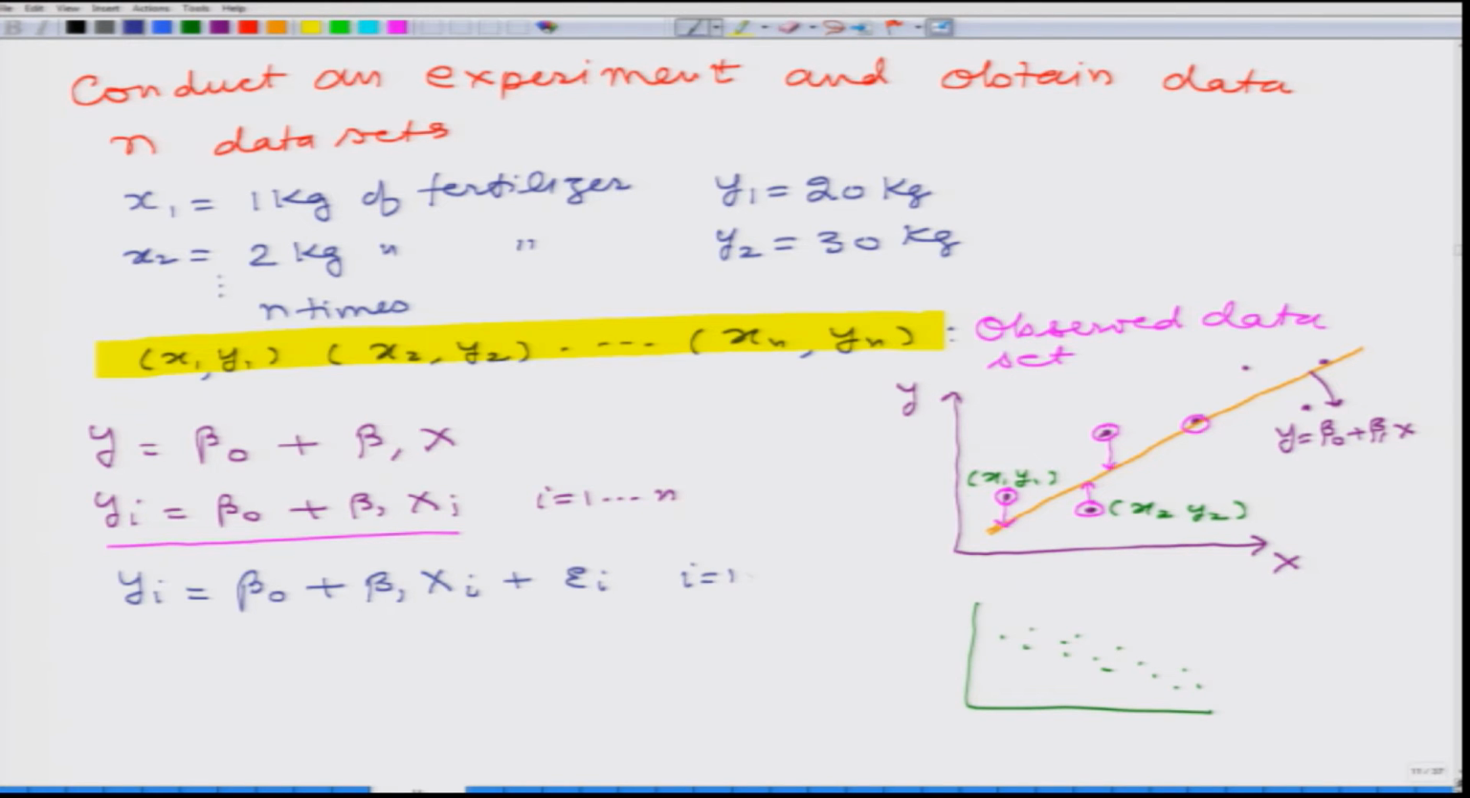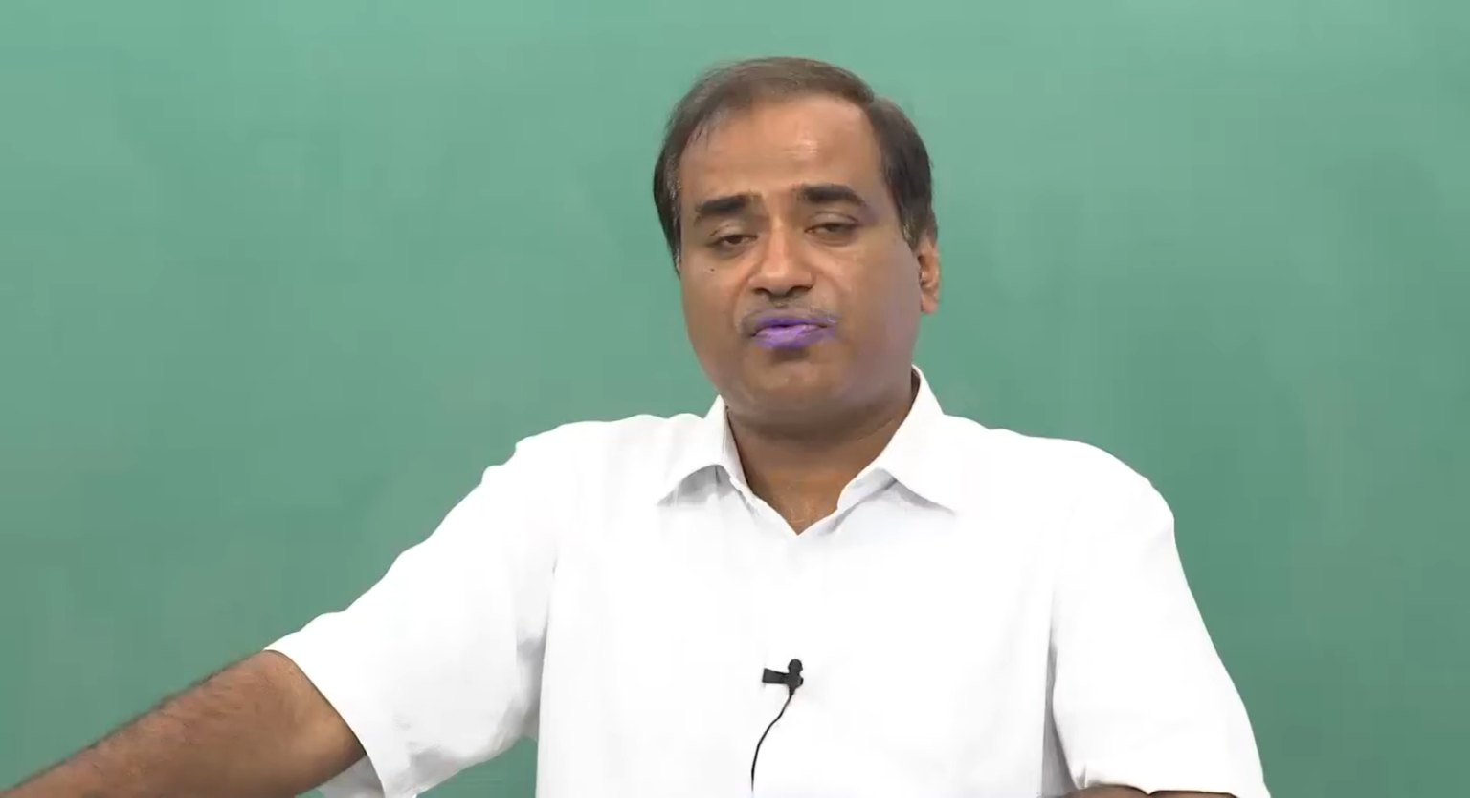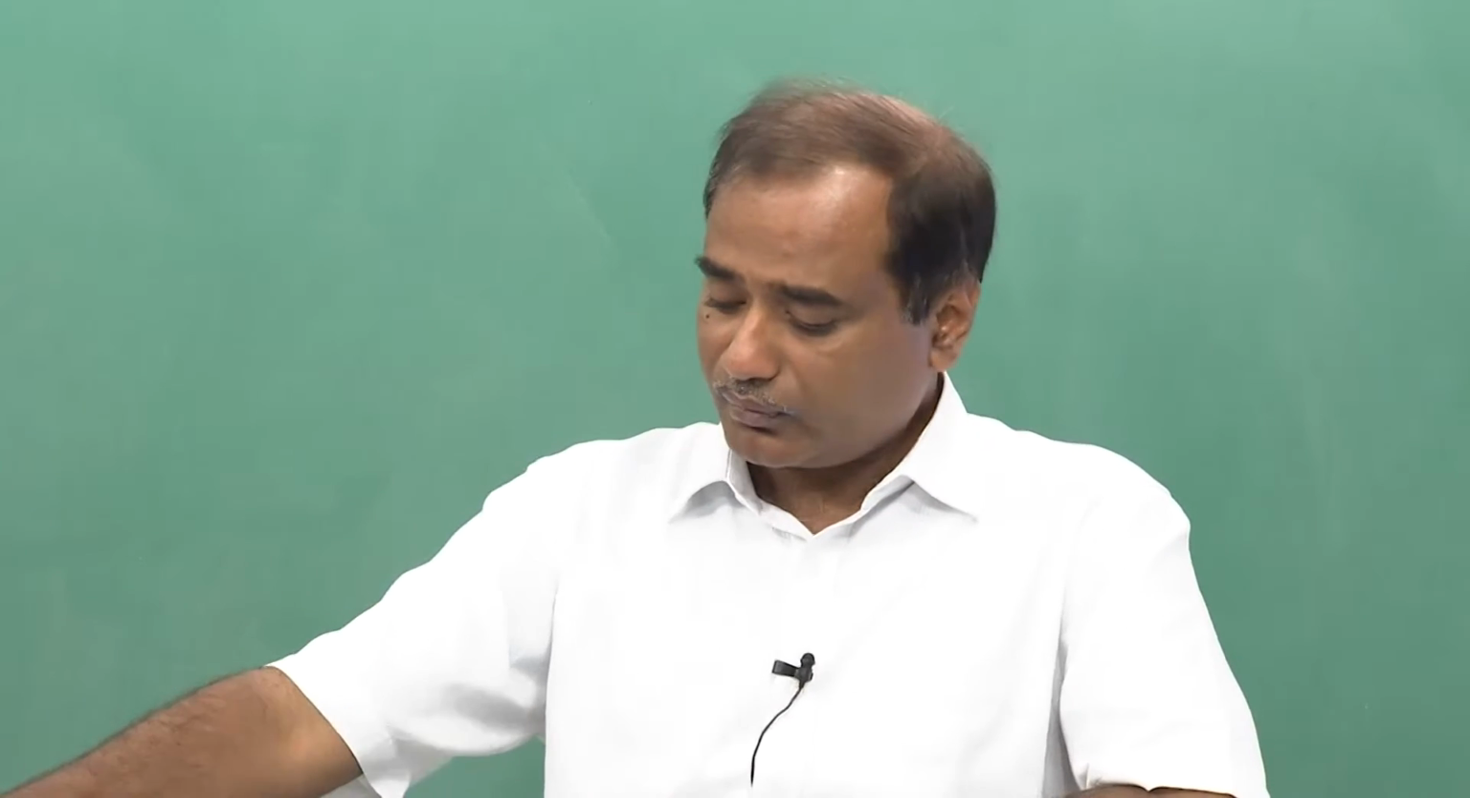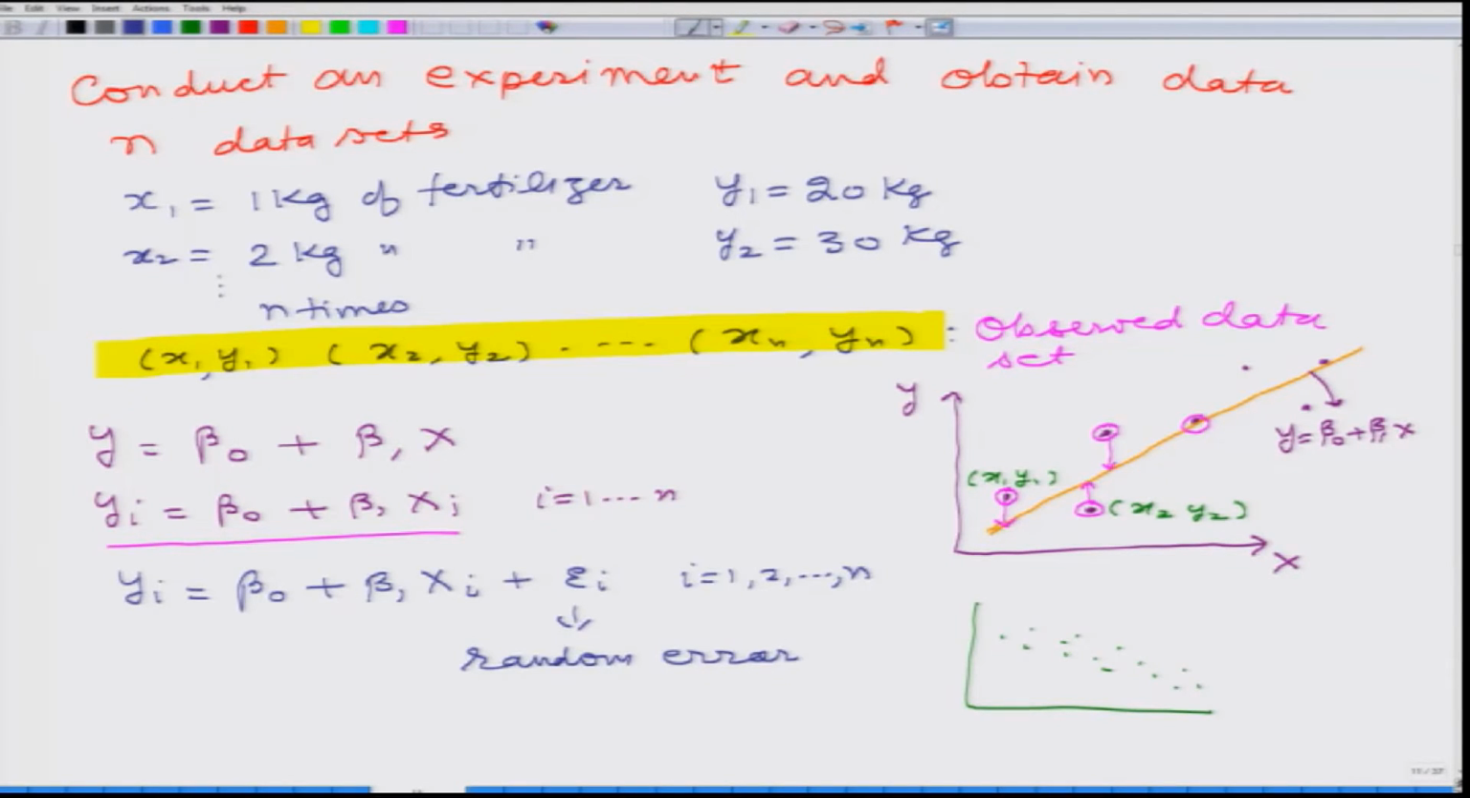i goes from 1 to, say, n. What is this epsilon i? Epsilon i is the random error involved in the ith set of data. So, when I observe the ith set of observation xi, yi, this has got some error epsilon i.